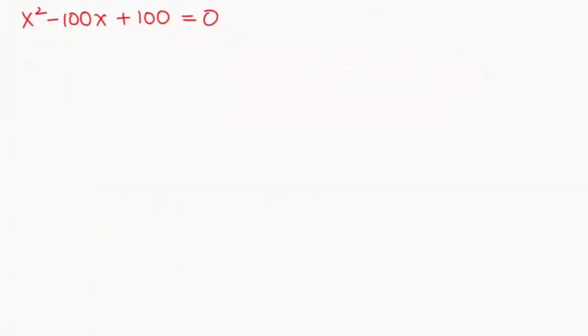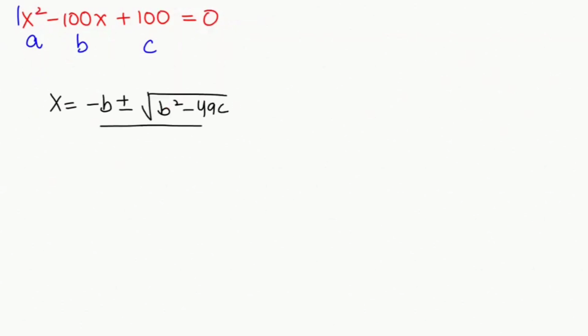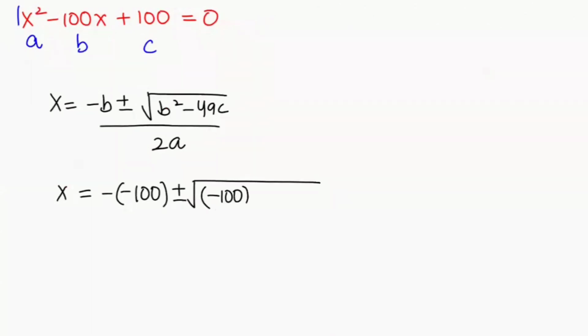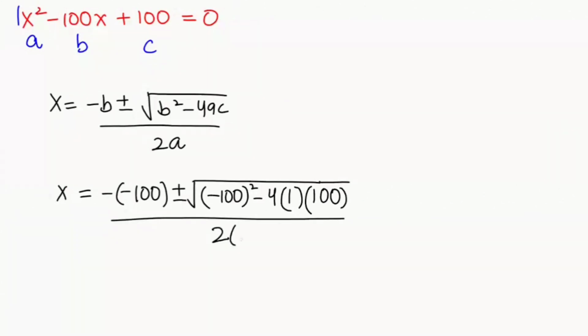Now we are going to find the value of x here. The coefficient a is 1, b is -100 and c is positive 100. x equals minus b plus or minus root of b square minus 4ac over 2a. x equals minus, and here we get -100, plus or minus root of (-100) whole to the power of 2 minus 4 times 1 times the c value, that is 100, over 2 times the a value, 1.